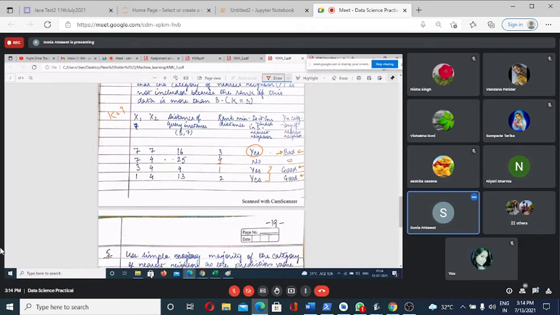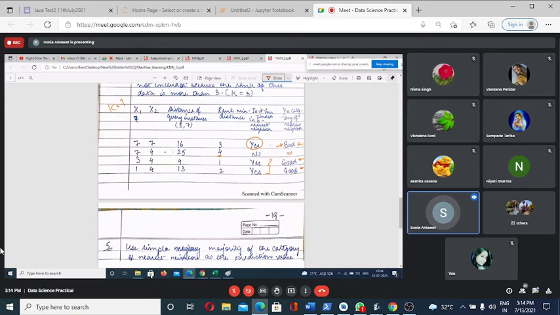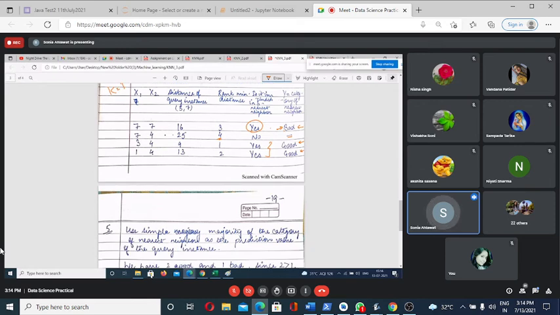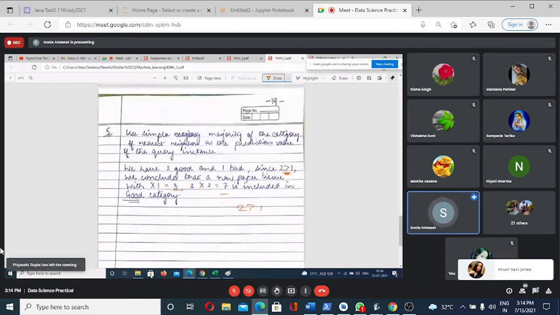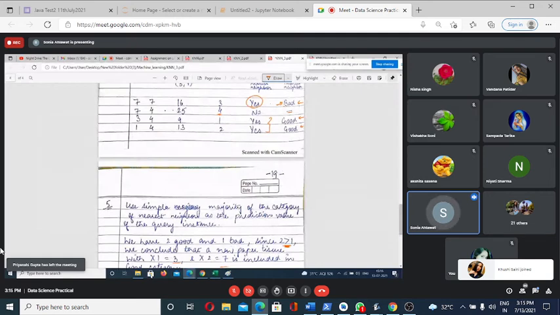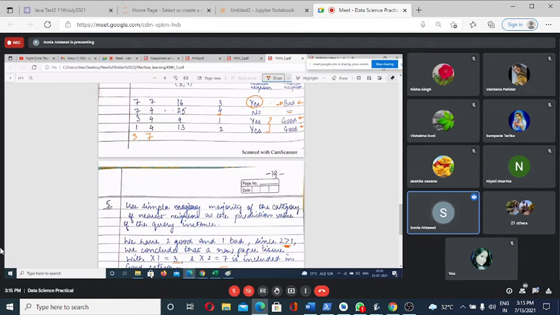Good. Exactly. It will fall in the good category, not in the bad category. Is the class clear? So now I want you people to rework on it. I had the data frame as 3 and 7.